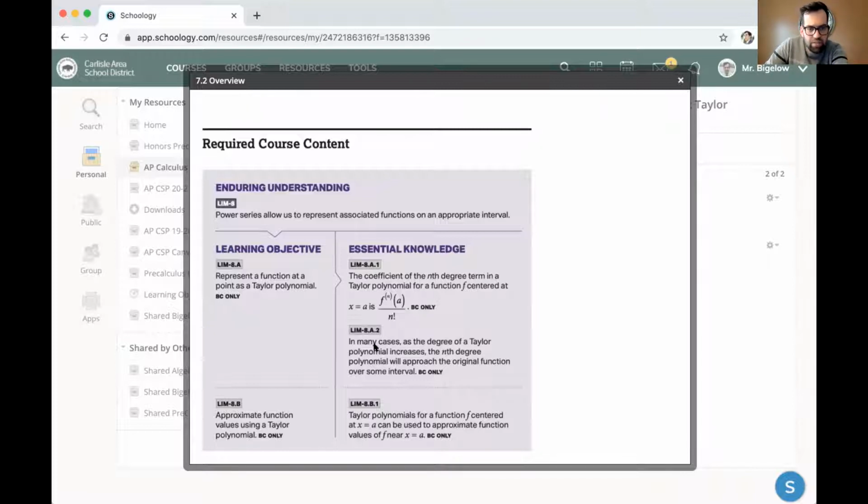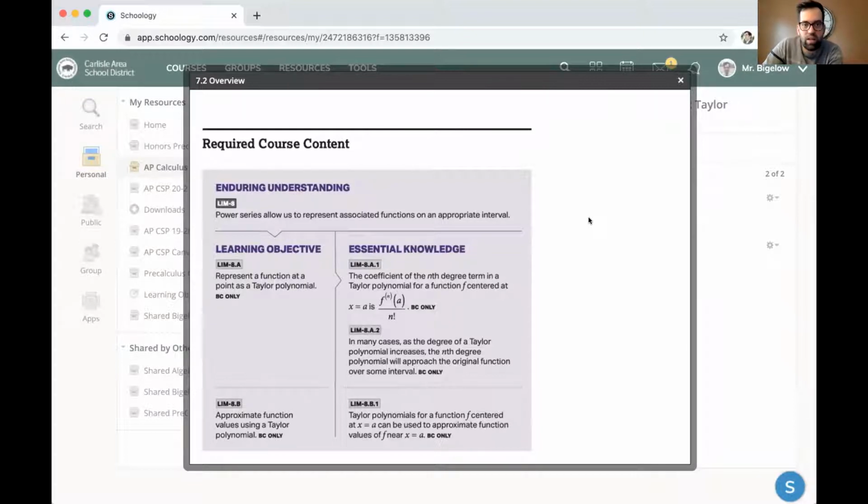In many cases, as the degree of a Taylor polynomial increases, the nth degree polynomial will approach the original function over some interval. We've seen that as we add more and more terms with higher degrees to our polynomial, it looks more and more like the original function. And Taylor polynomials for a function f centered at x equals a can be used to approximate function values of f near x equals a. And we've seen that as well, right? Because if you're close to where we're centered, the polynomial is a pretty good approximation for the actual value of the function. It's not exact, but it's an approximation.